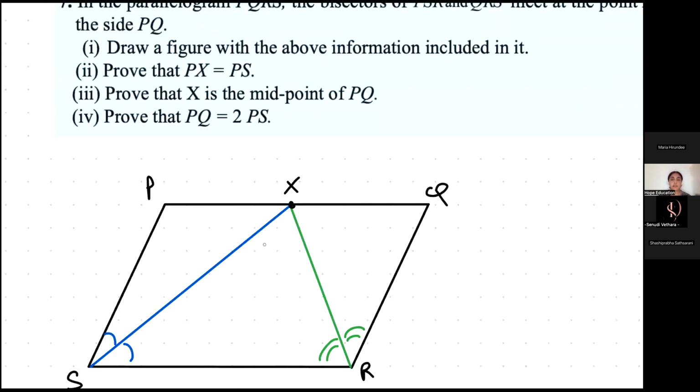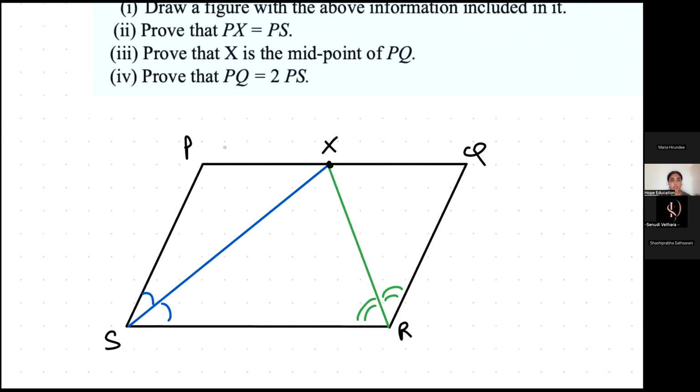Okay, this is how we construct the diagram. Draw a figure with above information included in it. So all of this information needs to be included. Prove that PX equals PS. PX equals PS. Okay, how can we prove this now? PX equals PS, how are we going to prove?